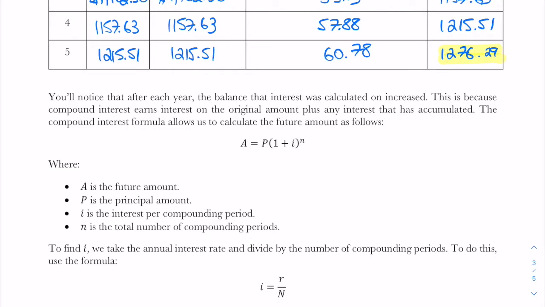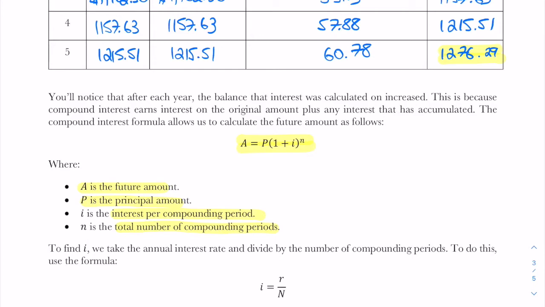So as you can imagine with compound interest, it does become a bit tedious if you had to go row by row like we did in the example above. What allows you to do this in one shot is the compound interest formula. This is shown below. In this formula, A refers to the future amount, P once again is the principal amount, lowercase i refers to the interest per compounding period. I'll get into that shortly. And lowercase n refers to the total number of compounding periods.